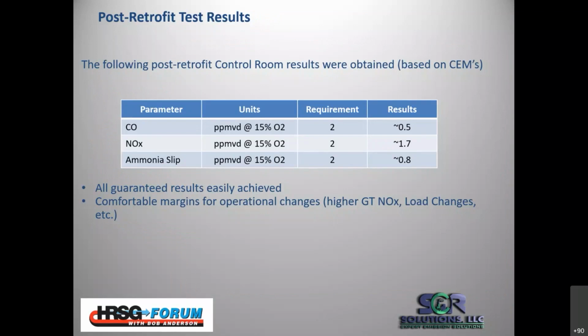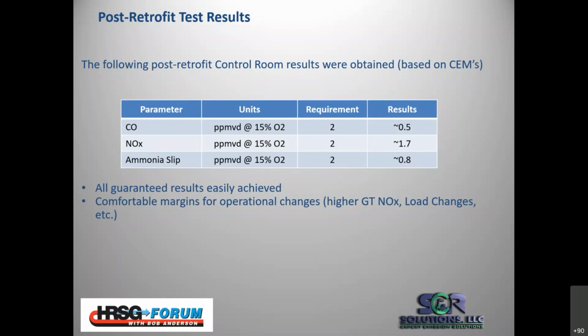The CO was never really an issue before or after, because the CO coming out of the engine was pretty low to begin with, but it was a dual function catalyst, so it was working fine. For the NOx, they were to get below 2 ppm. Well, prior to this retrofit, they were struggling to keep it at 2, and the ammonia slip was 3 or higher. And now after the retrofit, they were comfortably able to stay under 1 ppm with the ammonia slip, and the NOx, they could control it to 1.7 pretty easily.